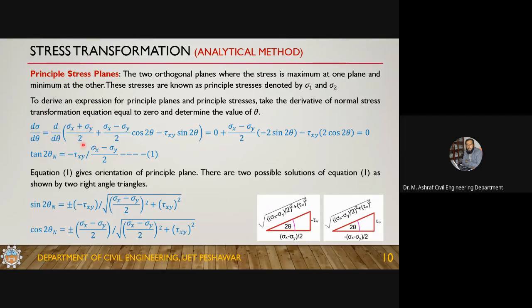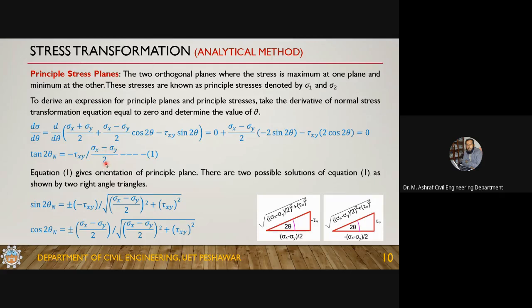Take the derivative: this is a constant, so its derivative with respect to theta is 0. The derivative of cos 2 theta is minus 2 sin 2 theta, and the derivative of sin 2 theta is 2 cos 2 theta. Make this equal to 0. This is the way: you take the derivative and then make it equal to 0. If you simplify this, you will get tangent of 2 theta n is equal to minus 2 tau xy divided by sigma x minus sigma y by 2.